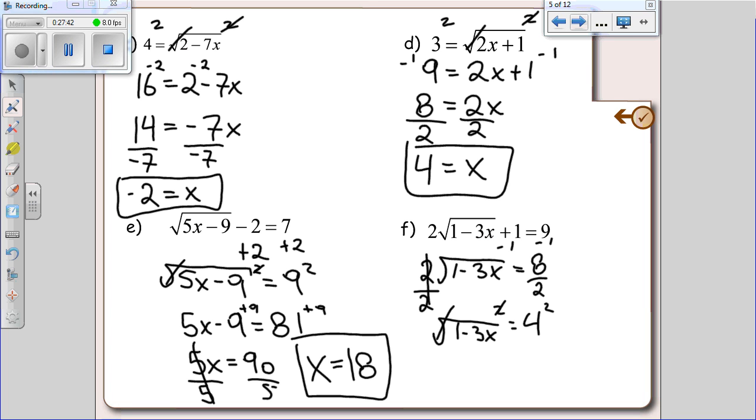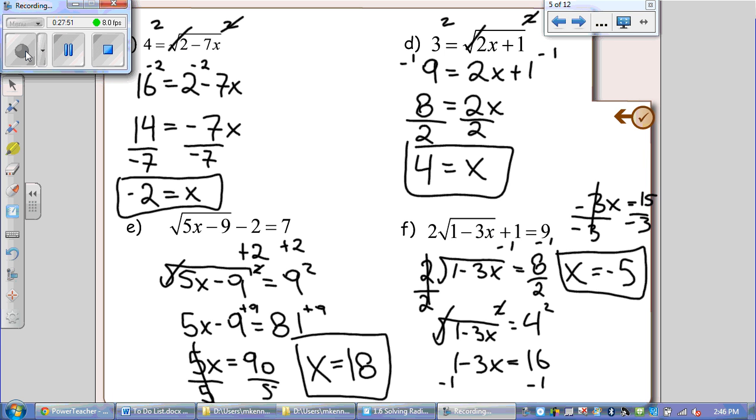The first one, the radical's already isolated by itself, so you square both sides. That'll give you 16 is equal to 2 minus 7x. You subtract 2 from both sides. That gives you 14 is equal to -7x. You divide by -7. You get -2 is equal to x.